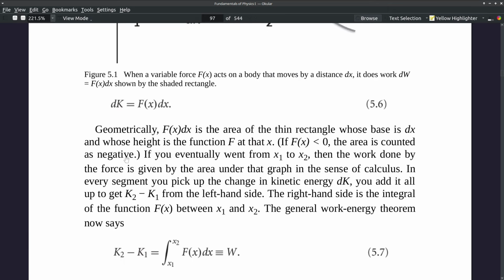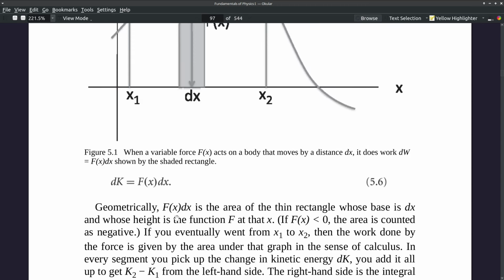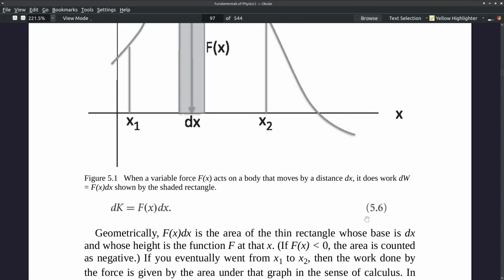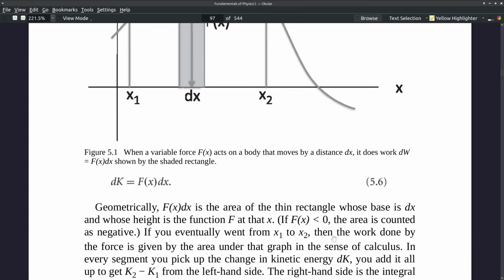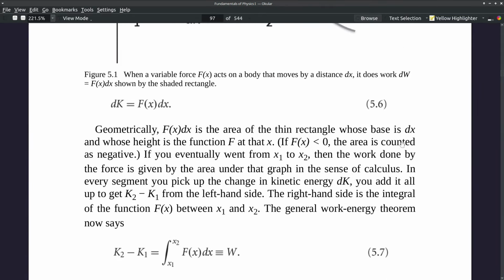Geometrically, Fx dx is the area of the thin rectangle whose base is dx and whose height is the function F at that x. If Fx is less than 0, the area is counted as negative. If you eventually went from x1 to x2, then the work done by the force is given by the area under that graph in the sense of calculus. In every segment, you pick up the change in kinetic energy, dK. You add it all up to get K2 minus K1 on the left-hand side. The right-hand side is the integral of the function Fx between x1 and x2.